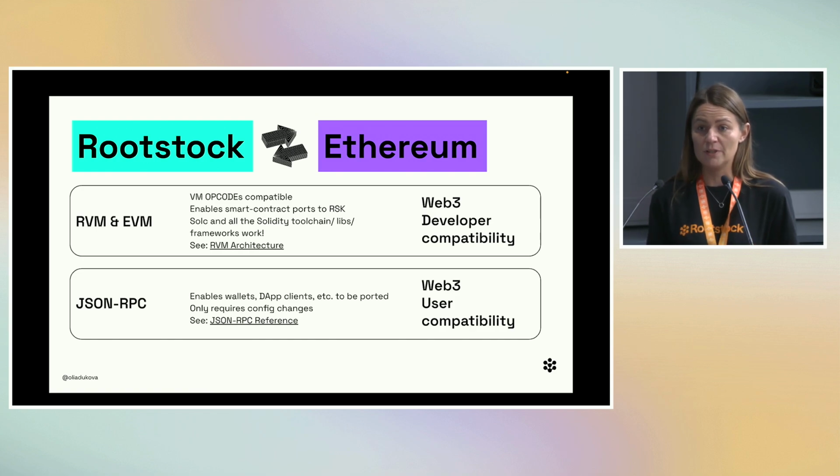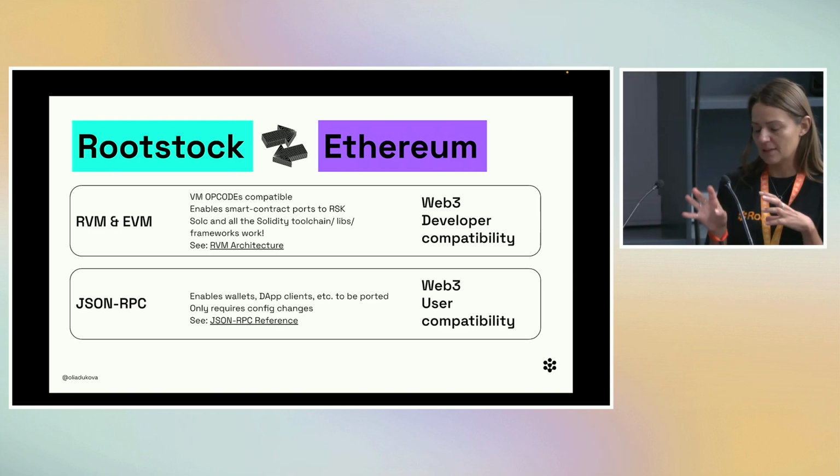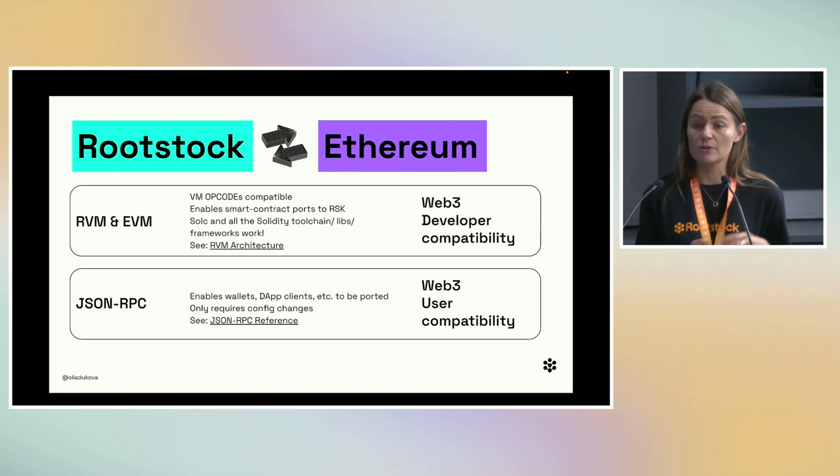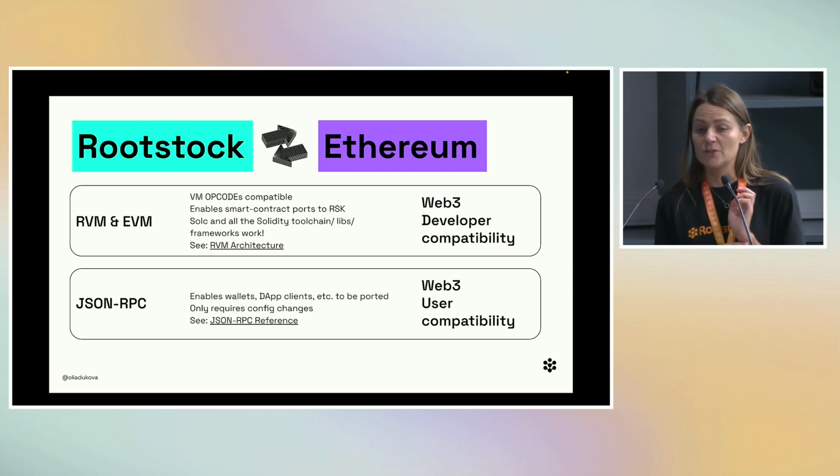So if you've been developing in the space, dev frameworks like Hardhat, Foundry, WAGMI, you name it, everything will work. And from the user perspective, the Rootstock node exposes the same JSON RPC interface as an Ethereum node would, so you can also easily port dApps from Ethereum compatible chains with just a slight change in configuration.